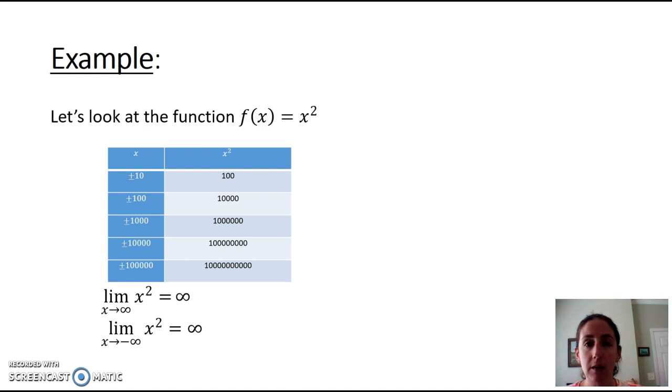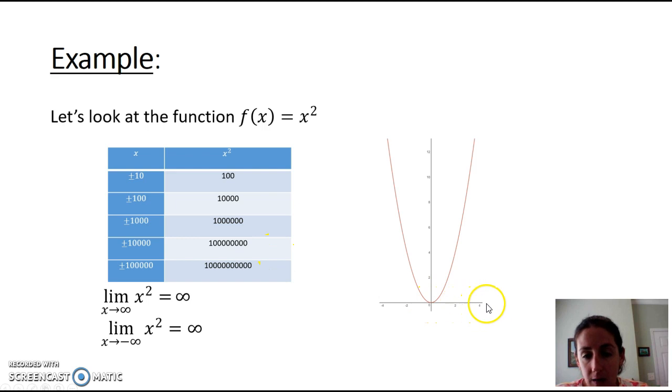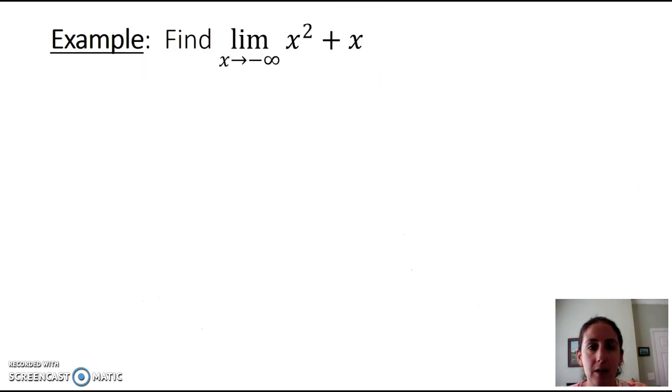Well, let's look at the function x squared. Let's look at the graph of that. As x increases without bound, remember this goes forever and forever and ever in that direction. And as x increases negative without bound, the function is going to continue to increase with no bound forever in that direction. So it makes sense, right? So let's take a look at another example.